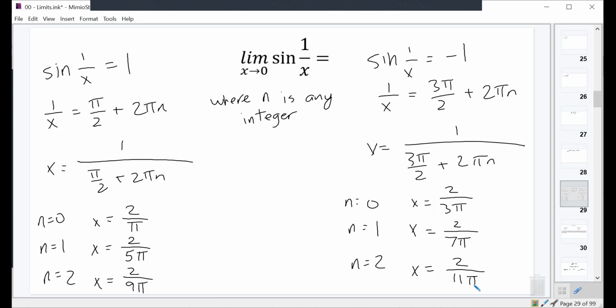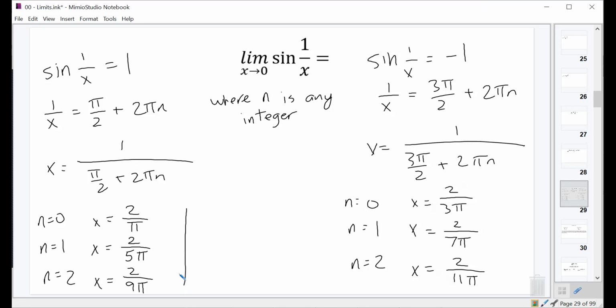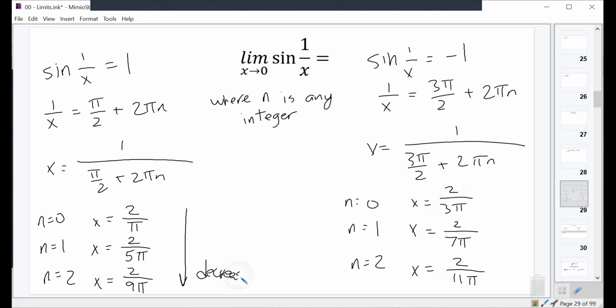And so we can see that the numerator is staying the same for each of these, but the denominator is getting larger. And if our denominator gets larger in a fraction, that's actually making the number itself smaller, right? These are decreasing. These are getting smaller, and they're getting closer to 0. Same with these ones over here, 2 over 3 pi, 2 over 7 pi, 2 over 11 pi. Those are decreasing. They're getting smaller. They're getting closer to 0.